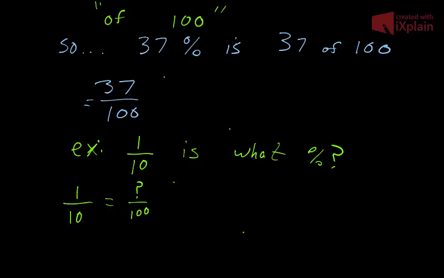Another question is, how am I going to get from 10 to 100? In this case, it's pretty easy. I'm going to multiply by 10. And for fractions, if I do it to the bottom, I got to do it to the top too. And I'm going to end up with 10 over 100. And of course, 10 over 100, 10 of 100, is 10%.